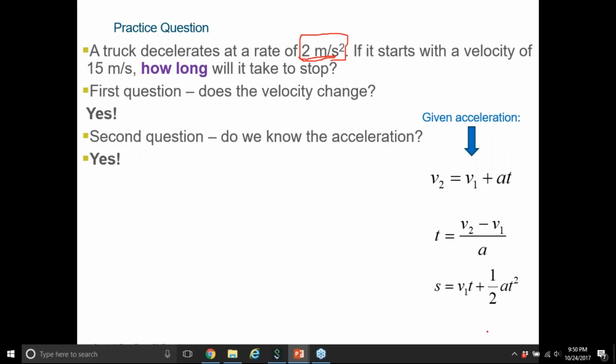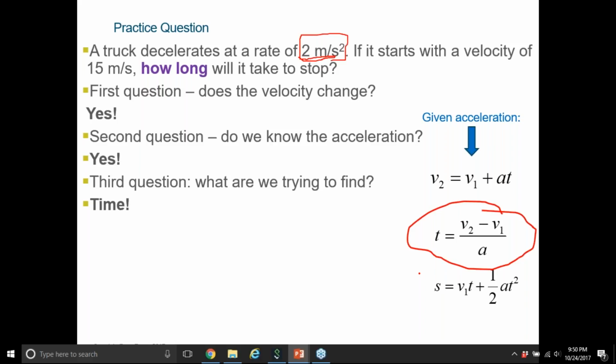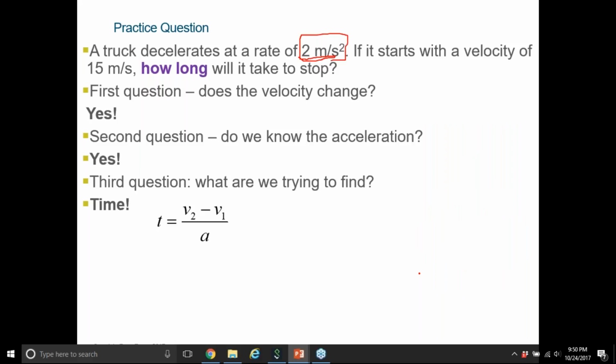And so that takes us to our third question. We need to pick which formula to use. So our third question is, what are we trying to find? And what we're trying to find is how long will it take to stop? Okay, that's a time. So from this column, we've narrowed it down. It's got to be one of these 3 formulas. There's only one that starts with t equals to help us find time. So that's the formula that we're going to use. t equals v2 minus v1 over acceleration.